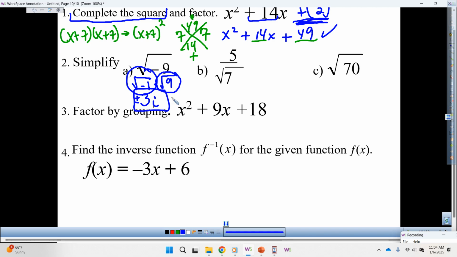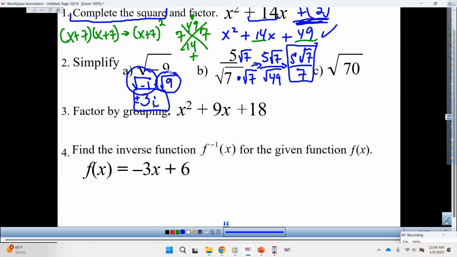So, B, simplify. We can't have a radical in the denominator, so that means we need to multiply the denominator times square root of 7 and the numerator times square root of 7. You guys remember these? Yes? So therefore this is 5 times square root of 7. And what is square root of 7 times square root of 7? That's square root of 49. And that leaves us with 5 square root of 7 over, what is square root of 49? 7. And that is simplified.